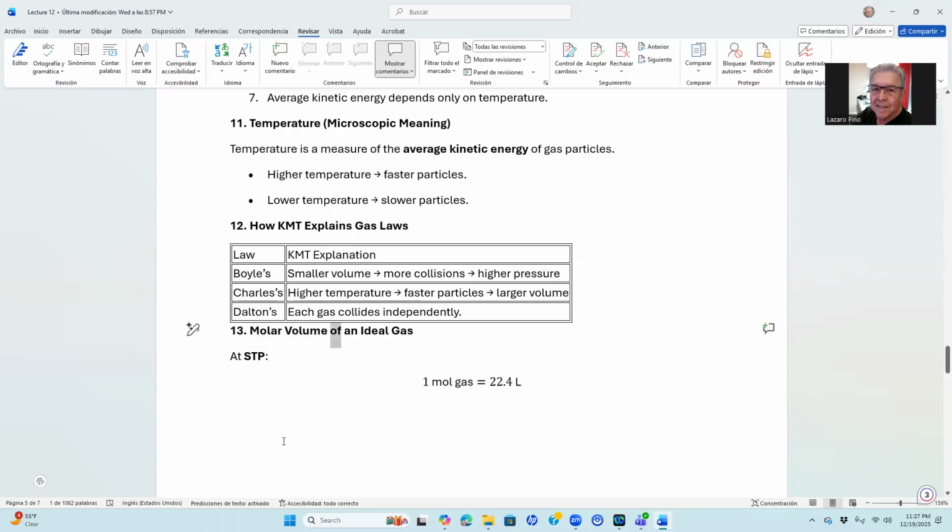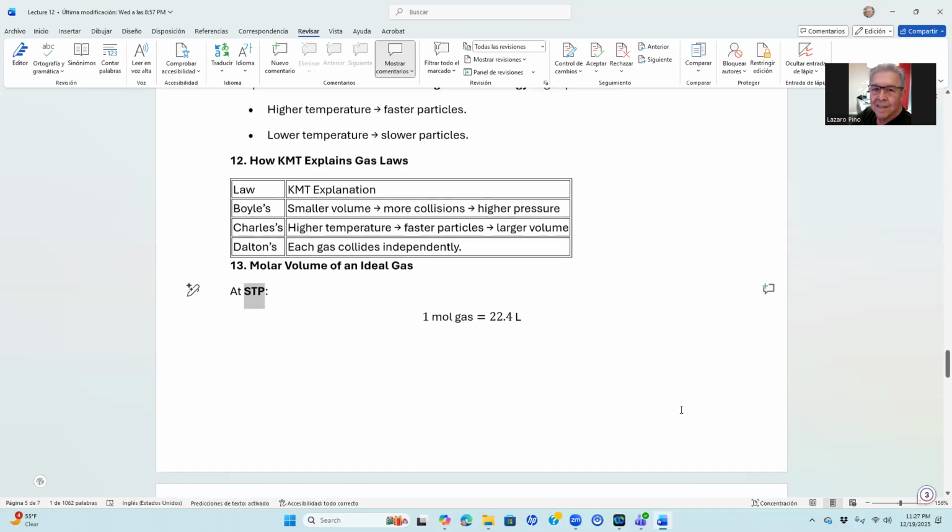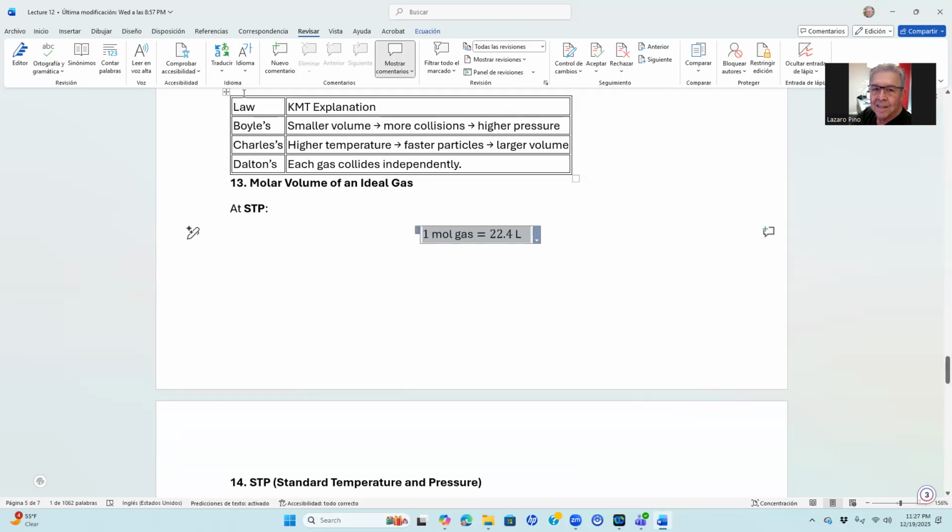13. Molar volume of an ideal gas. At STP, one mole of gas equals 22.4 L. Okay, one at STP, standard temperature and pressure. Remember, the temperature is 273 Kelvin and the pressure is 1 atmosphere. This is what we call STP.